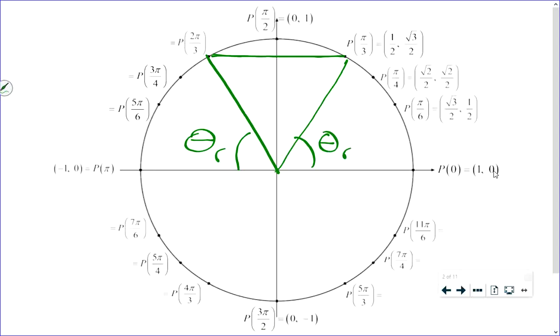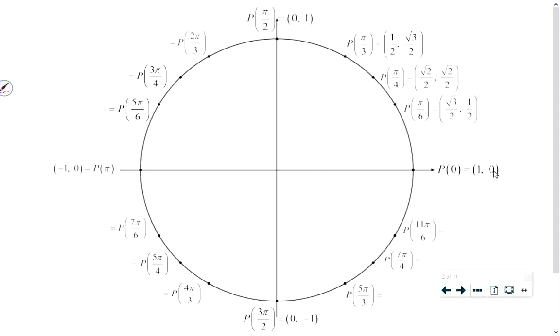And if they have the same y-coordinate, they better have the same x-coordinate, except that the one at 2 pi over 3 will have a negative x-coordinate. So we're kind of doing a reflection thing here. This would be negative 1 half, negative root 3 over 2. Now, you don't have to do that.